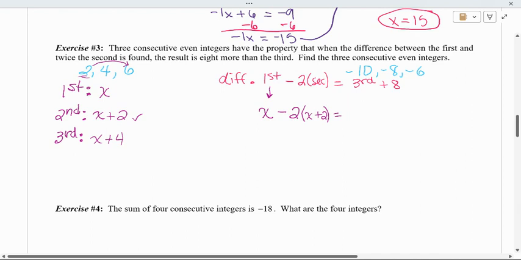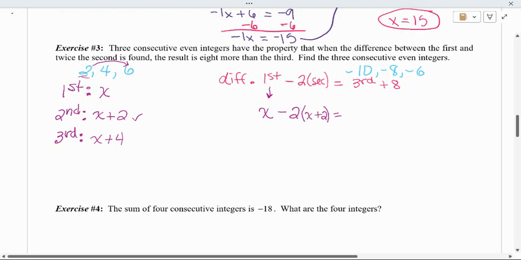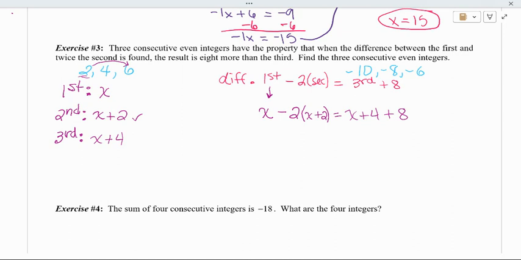Equals my third integer. What is my third integer? X plus 4 plus 8. So we've got to do some stuff on both sides, it looks like now. It looks like we have to probably distribute on the left side and combine like terms. And then on the right side, we can just combine like terms.